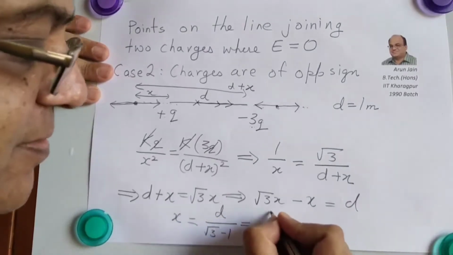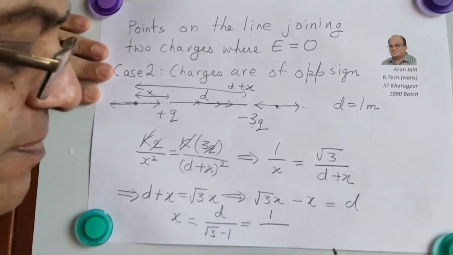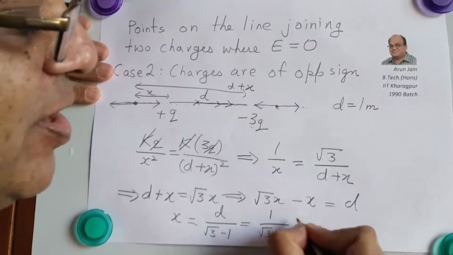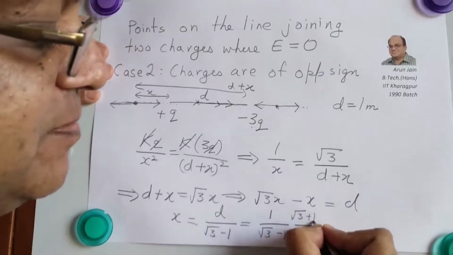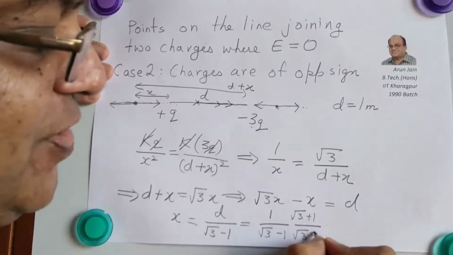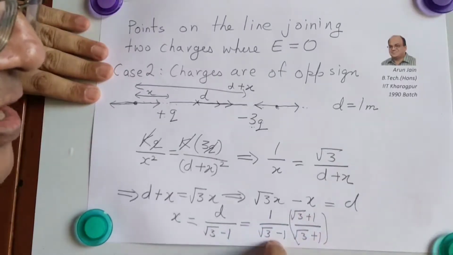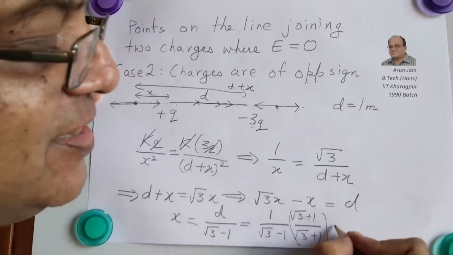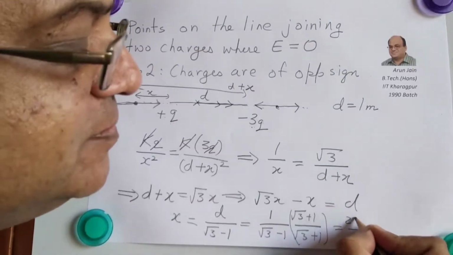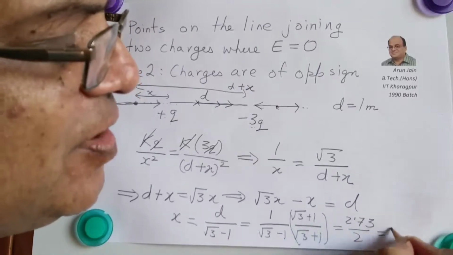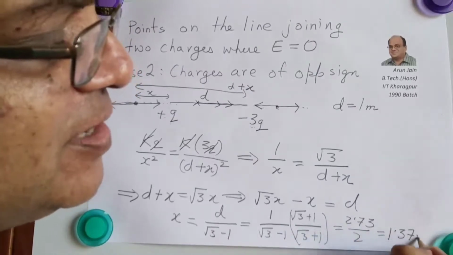d is 1 meter. Root 3 minus 1. We can rationalize this. So we can multiply numerator and denominator by root 3 plus 1. So we get root 3 plus 1 in the numerator, 3 minus 1, 2 in the denominator. That is 2.73 by 2. That is 1.37 meter.